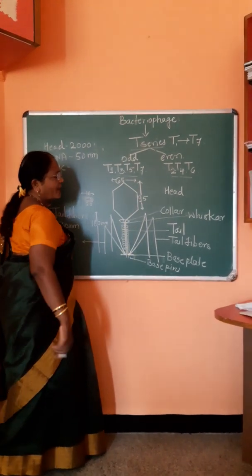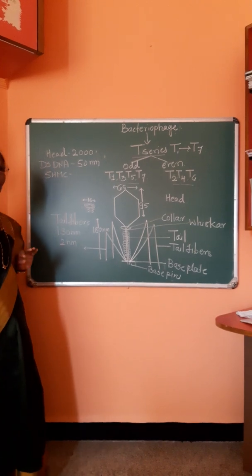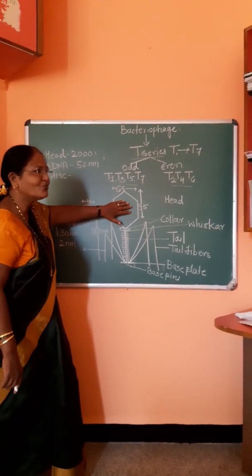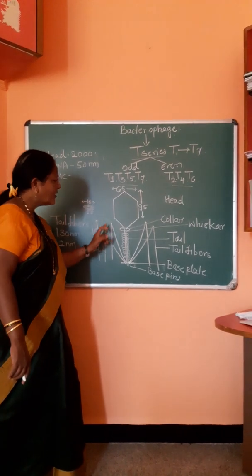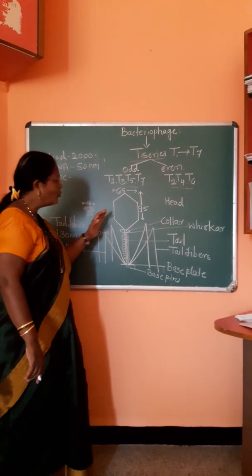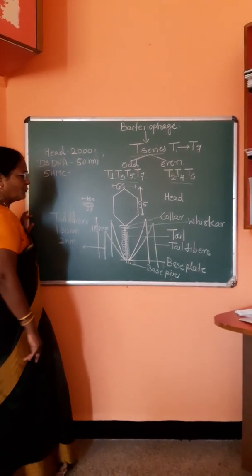Now T4 bacteriophage looks like a tadpole-like structure. Why is it called a tadpole-like structure? Because the head of this bacteriophage is larger than the rest of the body, and that's why it looks like a tadpole. So it is a tadpole-like bacteriophage.